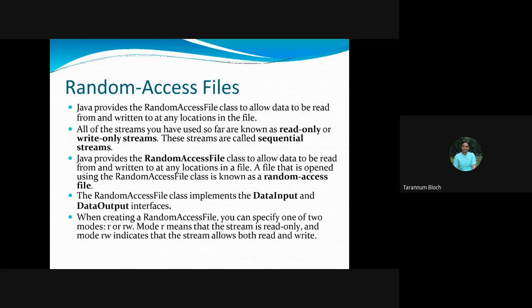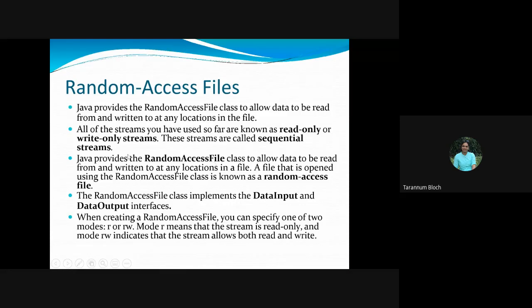Java has a class named RandomAccessFile. It allows read and write operations to happen from any location in the file, right? All the streams we have discussed so far, like data input stream, data output stream, file input stream, and file output stream, are known as read-only or write-only streams, because these are sequential. They work one after another.